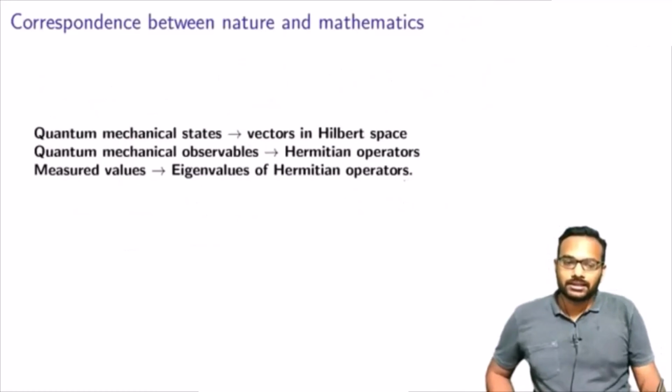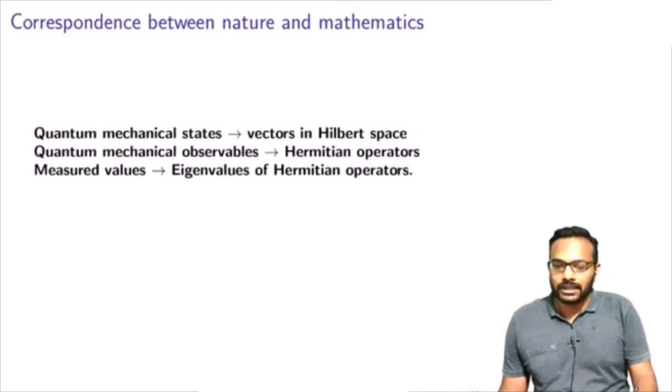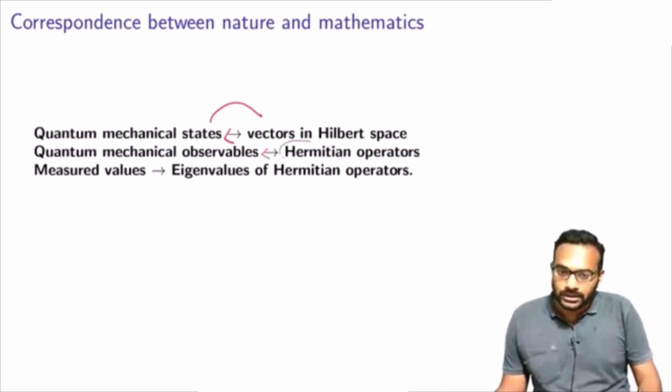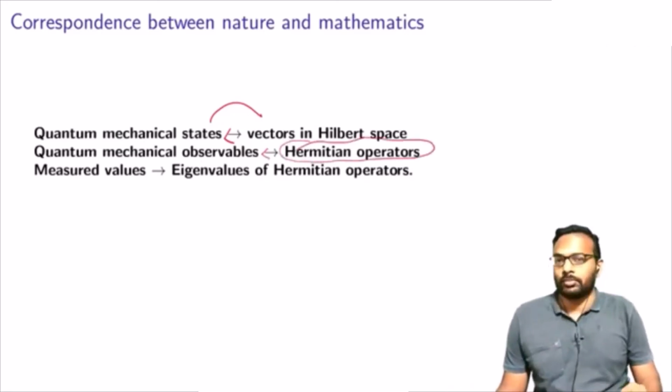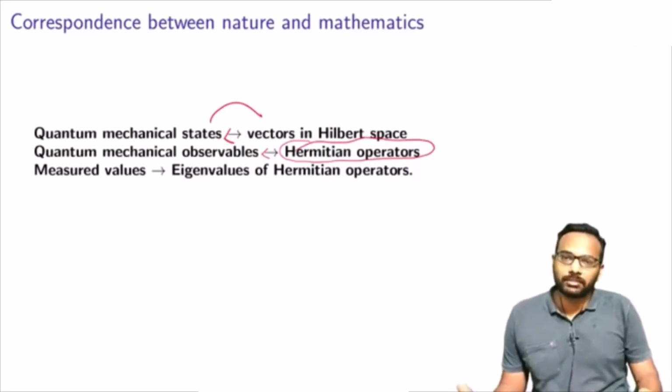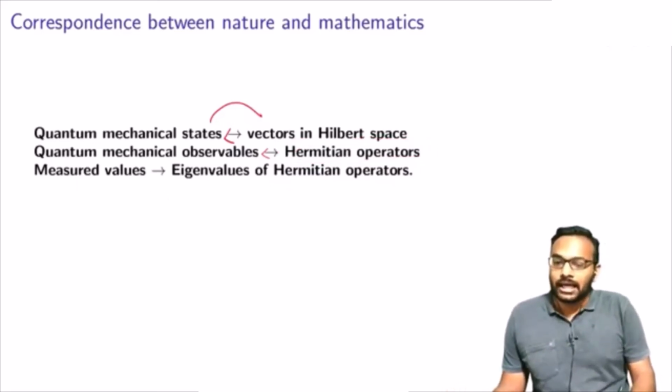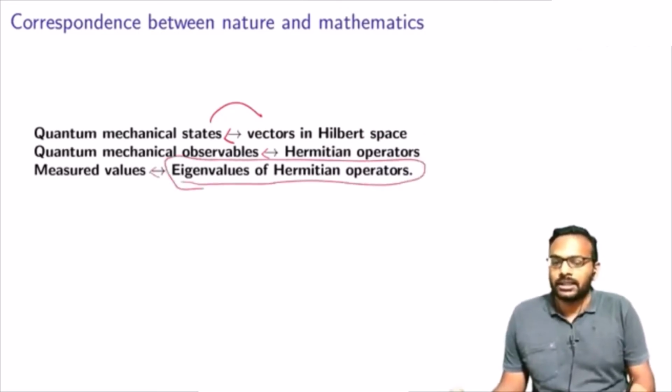So now we make this correspondence a bit more concrete. Earlier we said that quantum mechanical states are vectors in Hilbert space. We'll put a double headed arrow. So corresponding to every quantum mechanical state, you will have a vector in Hilbert space. Corresponding to every quantum mechanical observable, you have an operator, but not all kinds of operators, specifically a Hermitian operator. Earlier I said that observables are represented by operators. I'll make it a bit more clear. I'll say that observables are represented by Hermitian operators. And measured values correspond to eigenvalues of the Hermitian operator.